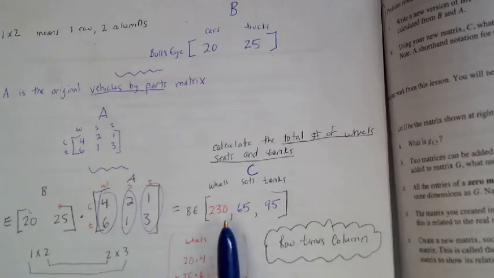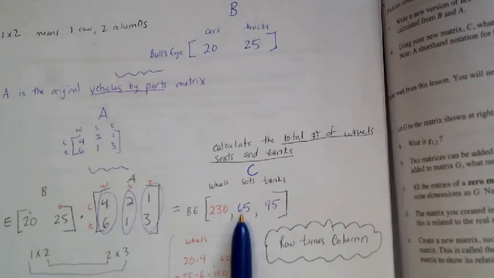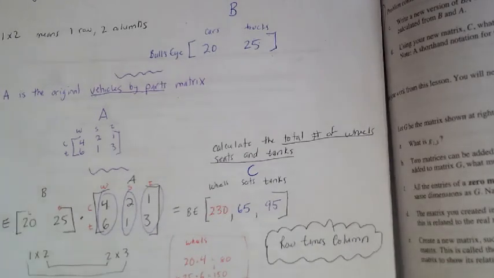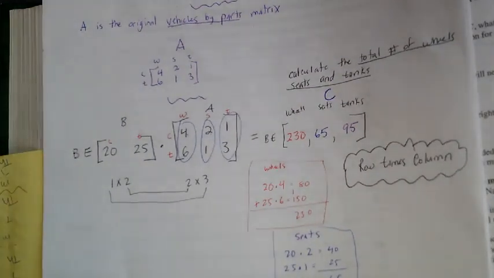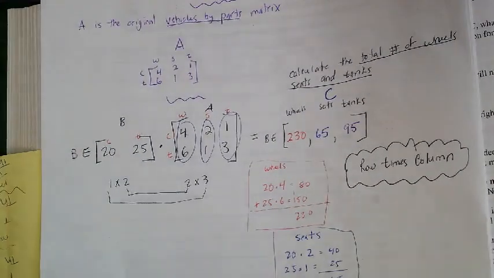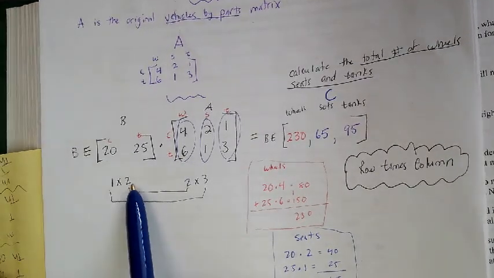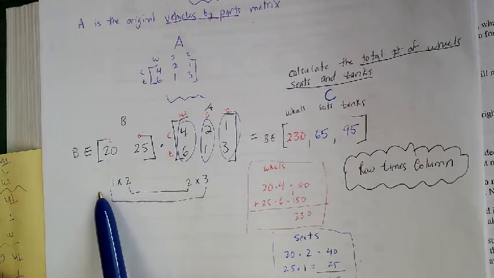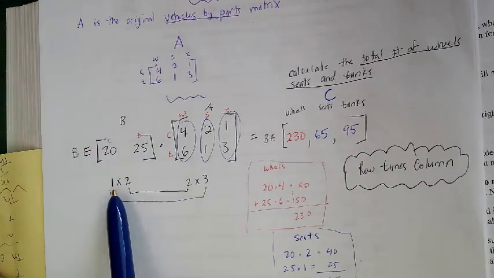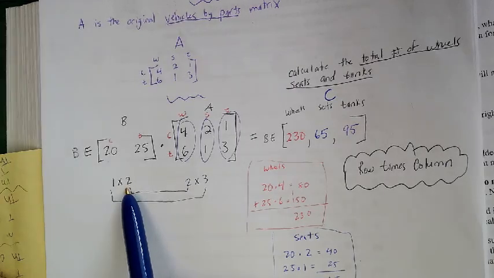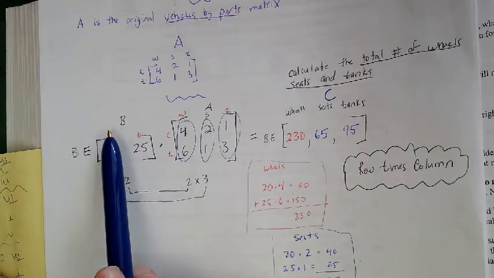And I already labeled it wheels, seats, and tanks. You'll notice, let me do autofocus. You should notice that I had a 1x2 because we go row first. Like when we list the dimensions, we say row first and then we say column. So this has 1 row and 2 columns.